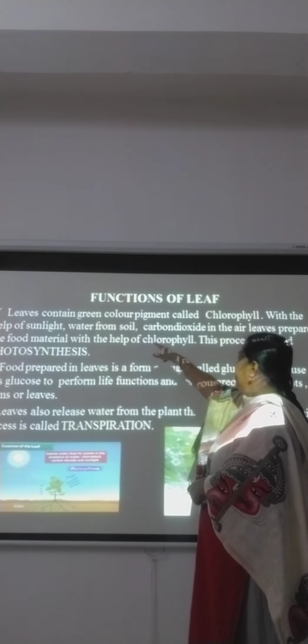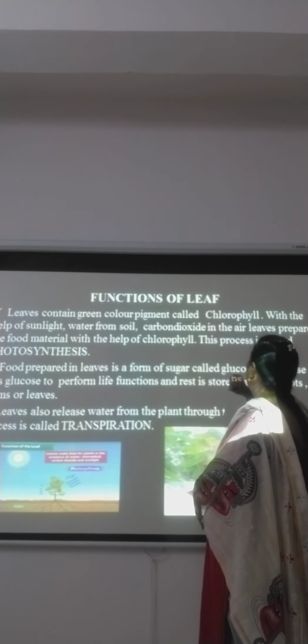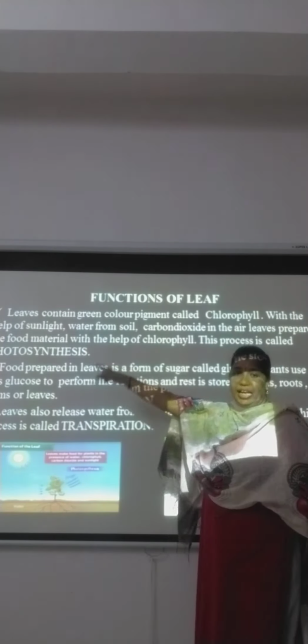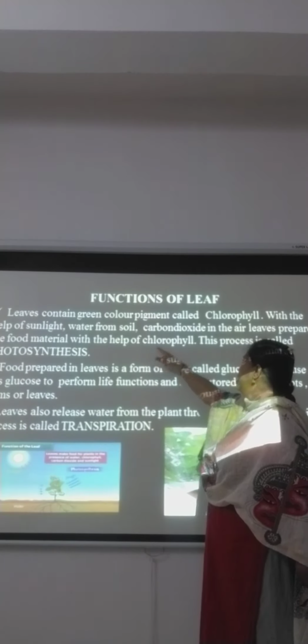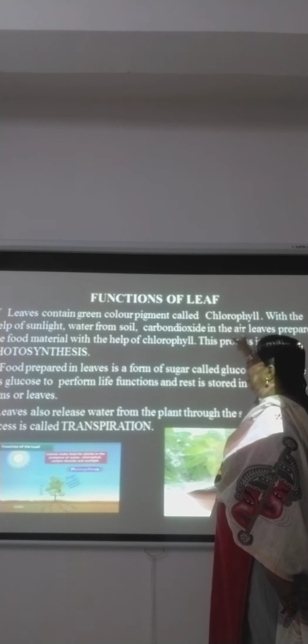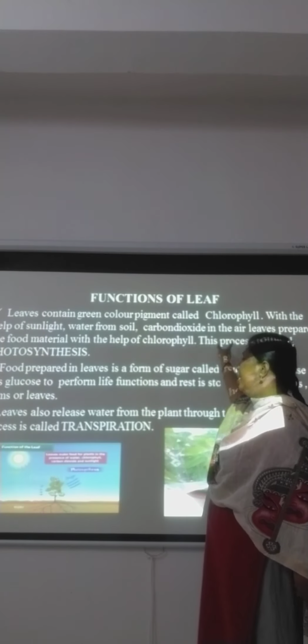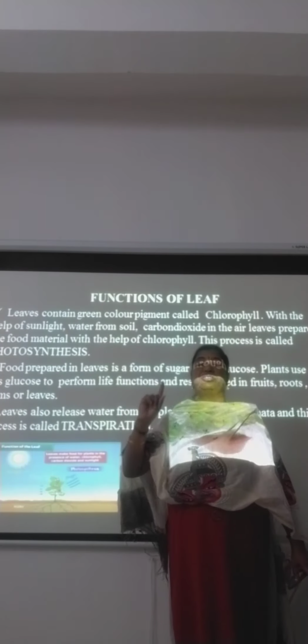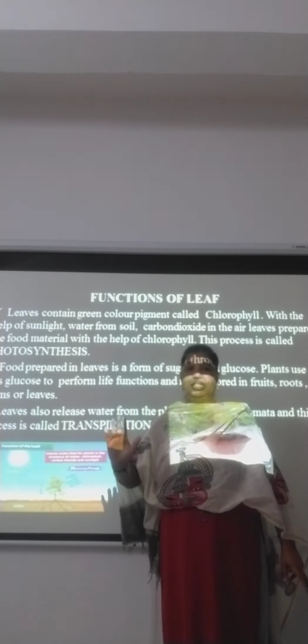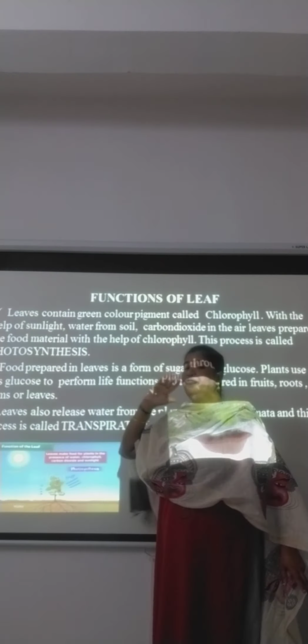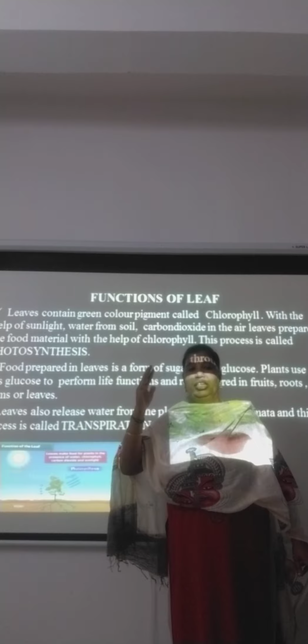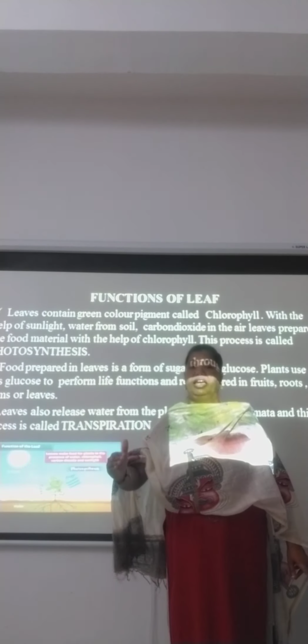Yes, so leaves contain green color pigment called chlorophyll. With the help of sunlight, water from the soil, and carbon dioxide in the air, leaves prepare the food material with the help of chlorophyll, and this process is called photosynthesis. So leaves play a very major role for the plant to survive.